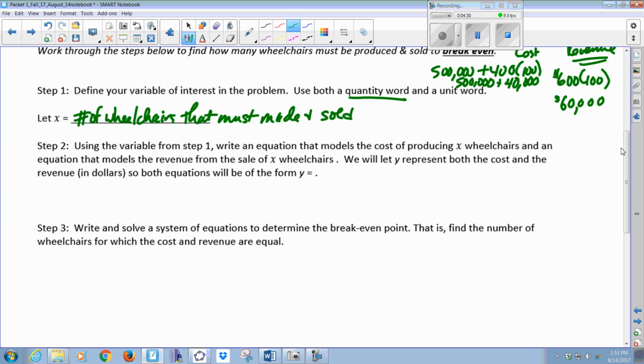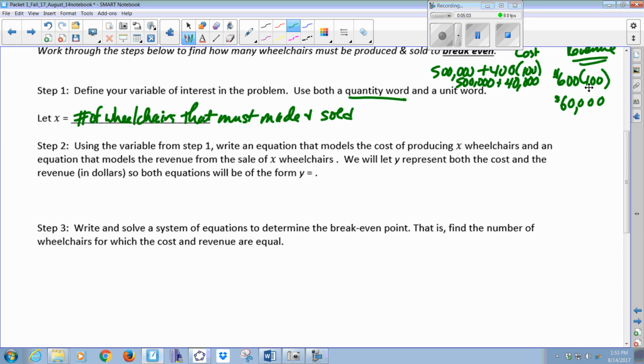Okay, so now that we have our variable defined and we know what we're looking for, we want to write an equation that models the cost of producing those x wheelchairs and an equation that models the revenue from the sale of those x wheelchairs. Now look up here, we just picked a random number of 100 and figured out what the cost and revenue would be. So it's exactly the same strategy, except now, instead of plugging in a specific number, we'll use x, which is the unknown number of wheelchairs.